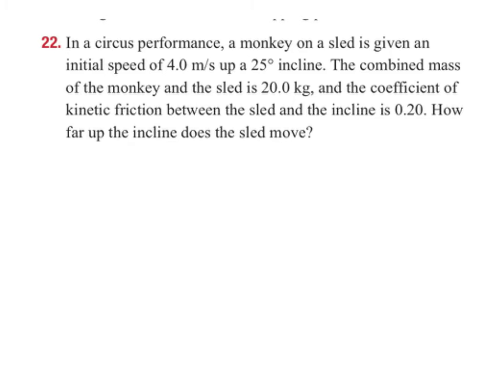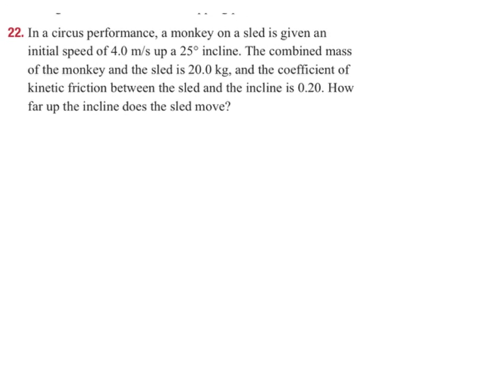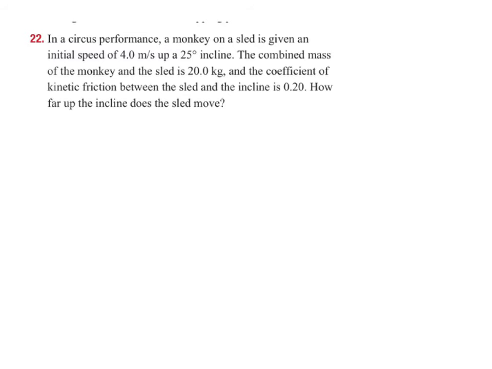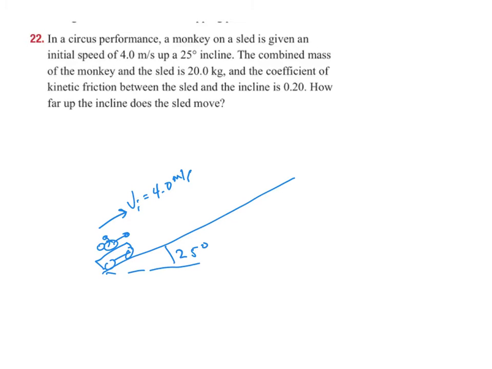Okay, we're moving on to 22. There's a monkey on a sled here, and he's got an initial speed of 4 meters per second up an incline. I always like to draw a picture of these situations. So you've got the monkey on a sled. Monkey's laying down, I guess. So the monkey's got an initial speed of 4 meters per second. He's going up a 25-degree angle ramp, and he's going to end up somewhere up here.